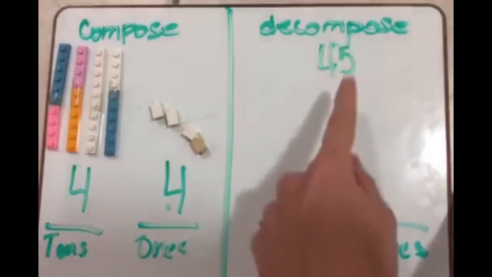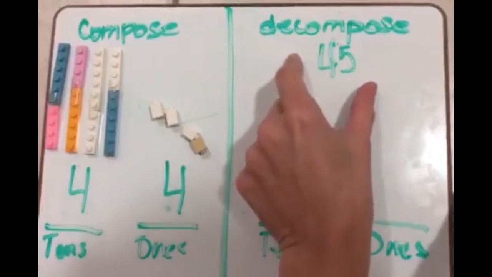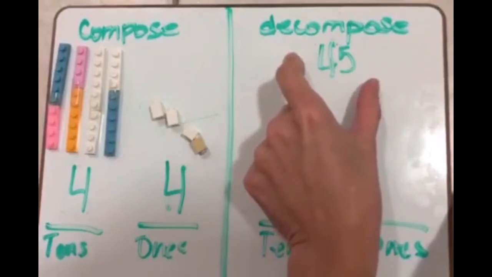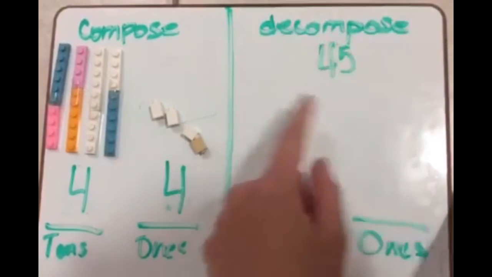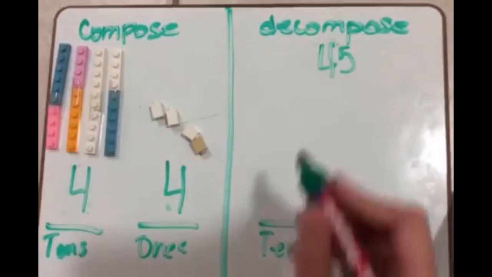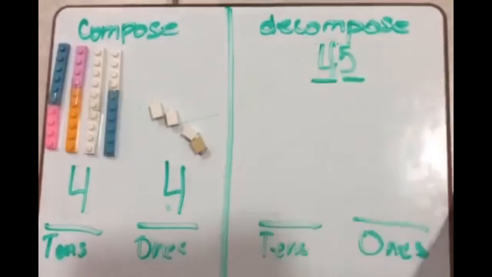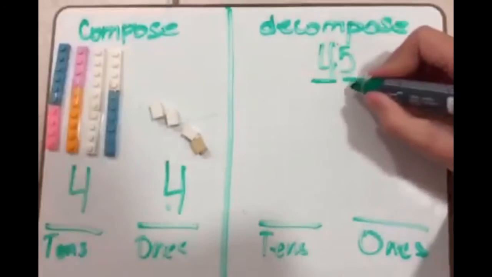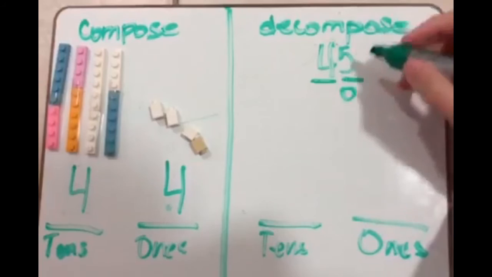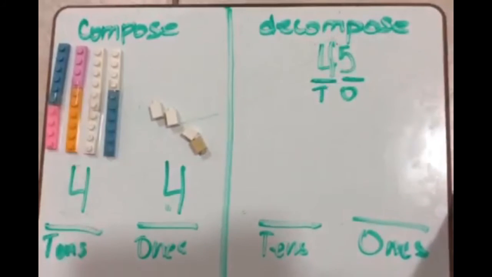Now, when we decompose a number, we go the other way. So we always start with the numeral form, the number. And here, we need to break it apart into tens and ones. So as you can see, I'm underlining. I put an underline under each digit. So I have ones on my right side and tens on my left side. So it will be easy for me to decompose it into tens and ones.